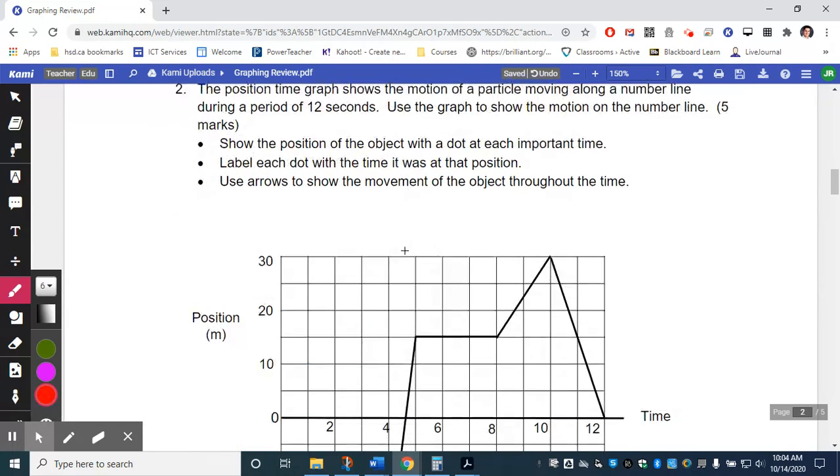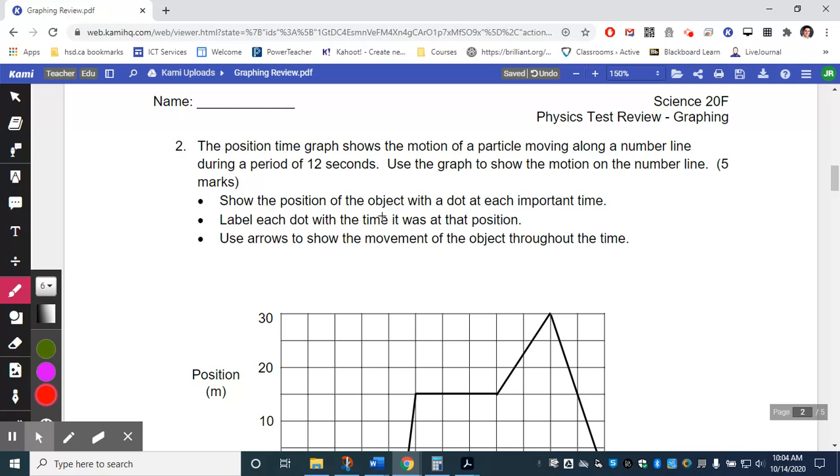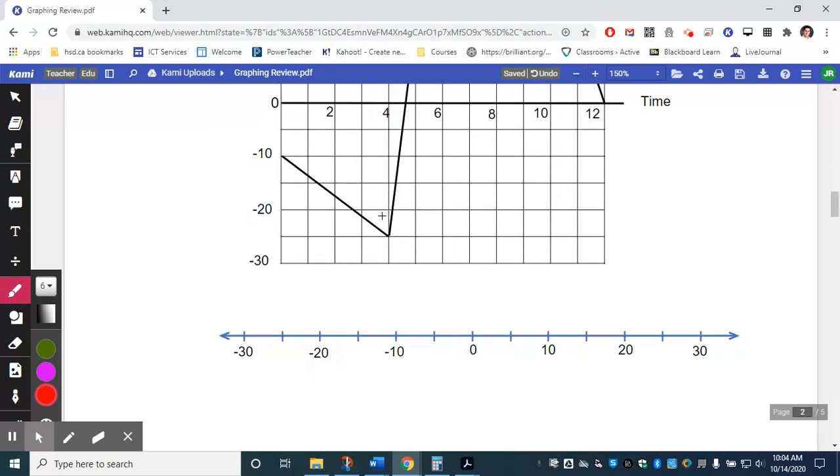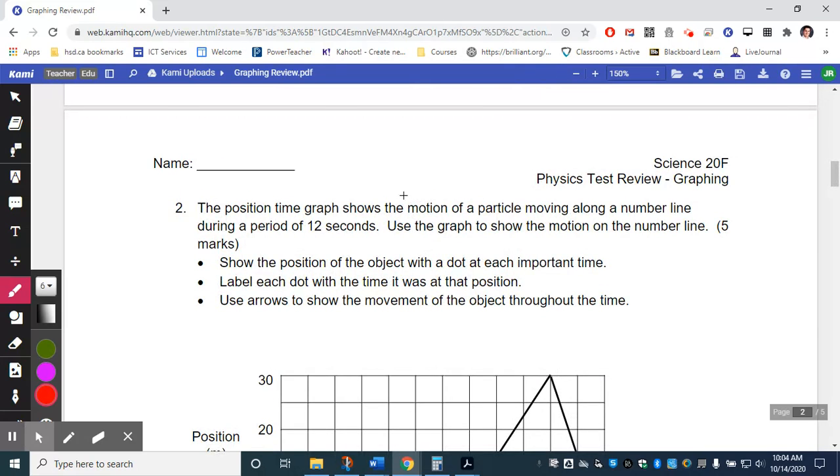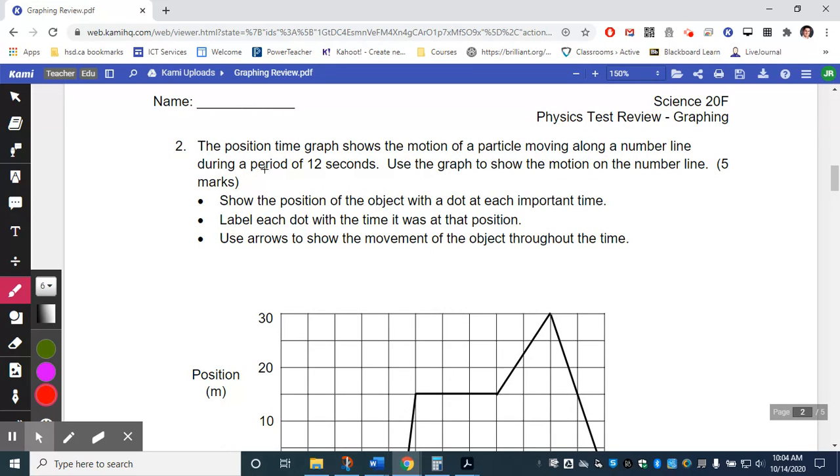All right, next question. Try this question ahead of time. Try this without me, okay? What you're doing is just marking down this line from the graph. Okay, hopefully you paused it and tried it. What we're looking at is the position-time graph that shows the particle moving along a number line during a period of 12 seconds. So you use the graph showing the motion to do the rest. Show the position of the object with a dot at each important time.